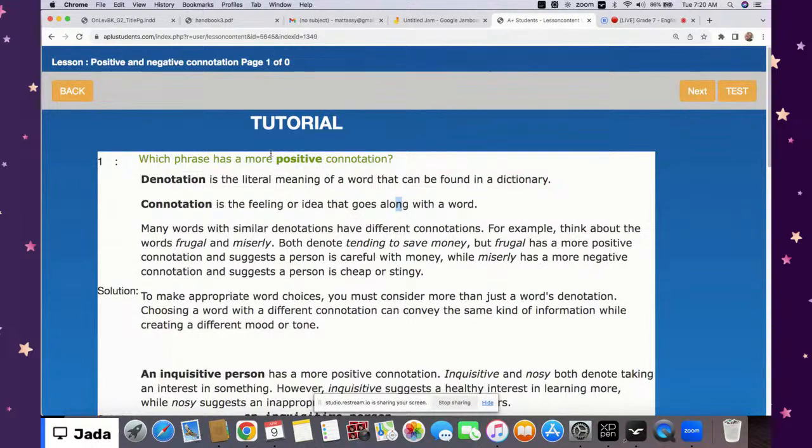Many words with similar denotations have different connotations. For example, think about the words frugal and miserly. Both denote tending to save money, but frugal has a more positive connotation and suggests a person is careful with his money, while miserly has a more negative connotation and suggests a person is cheap or stingy. So, connotation is how it makes you feel.